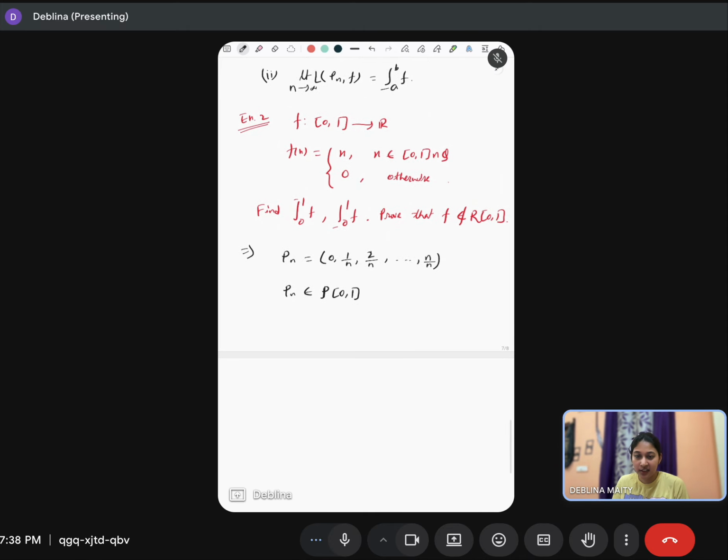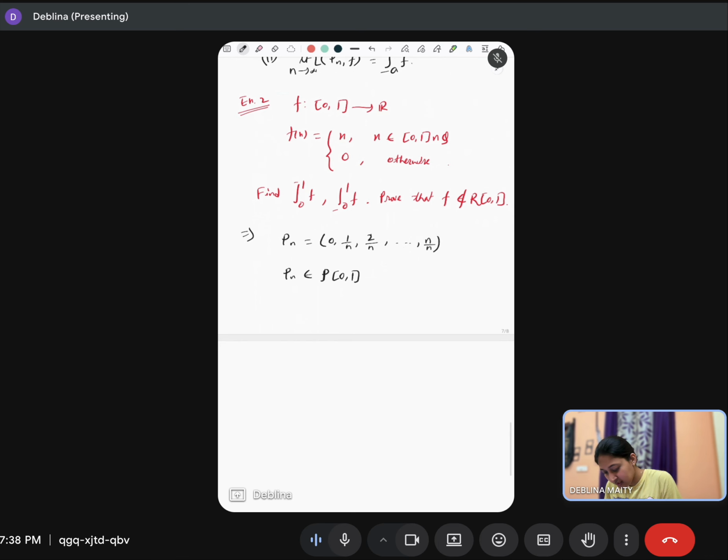Now for this partition we will find out U(Pn, f) and L(Pn, f), right? So for this we have to find first Mr, which is the supremum of f(x) when x belongs to this interval (r minus 1) by n to r by n, right? Supremum of this number.